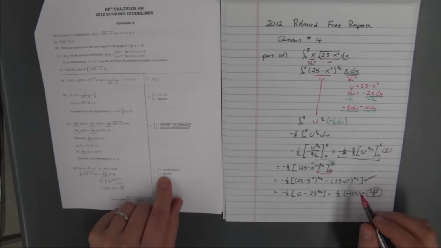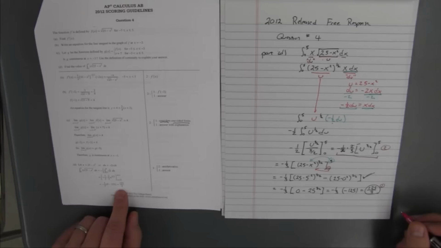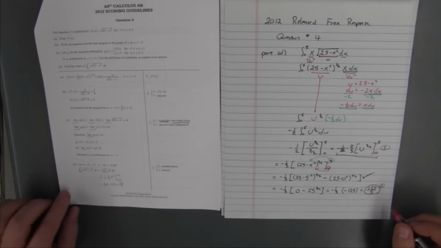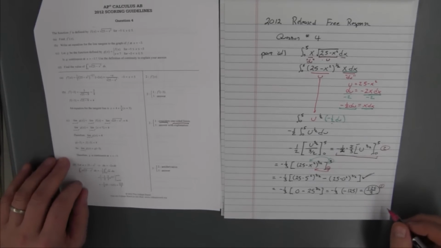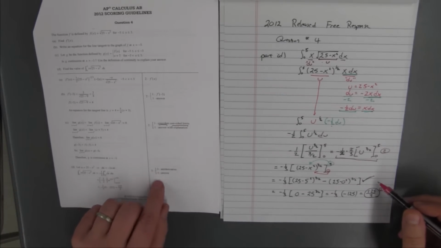Then 1 point for the answer. The answer is 125 thirds. I need to match that. It's 125 thirds. Now, if we look carefully at the way they wrote out their work, we didn't get any points for the way we wrote the work. We only got points for the antiderivative and the answer.